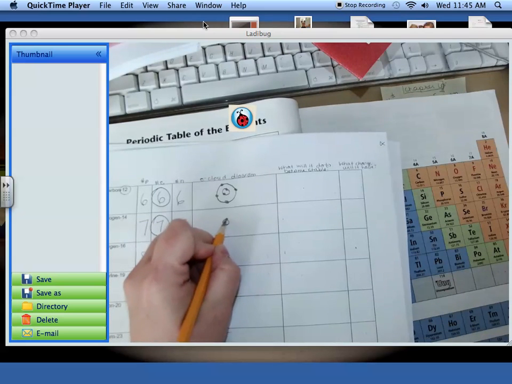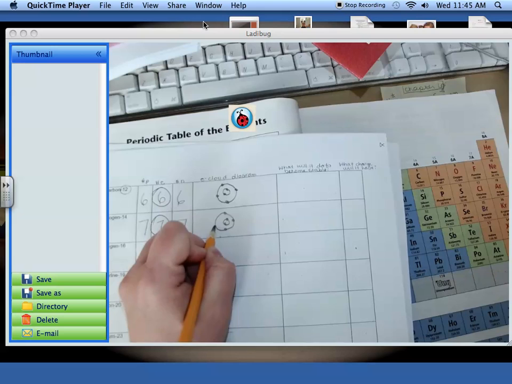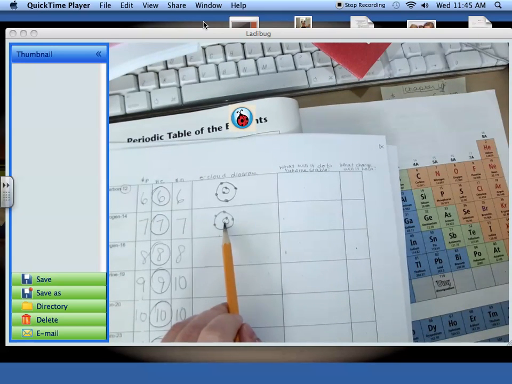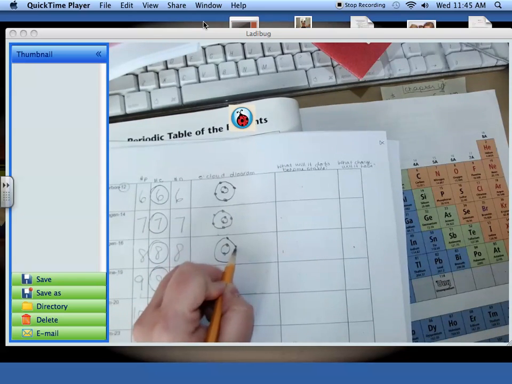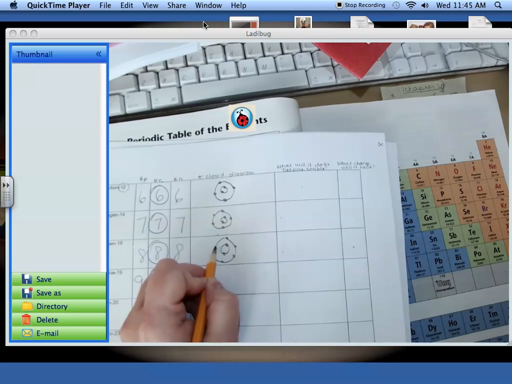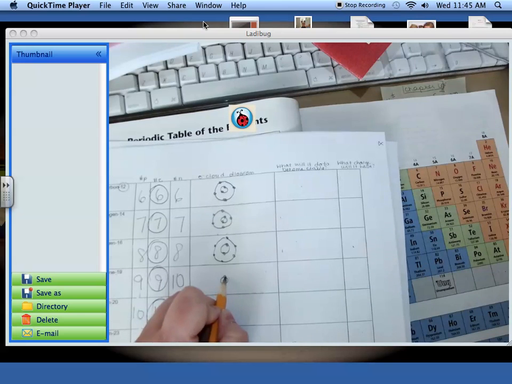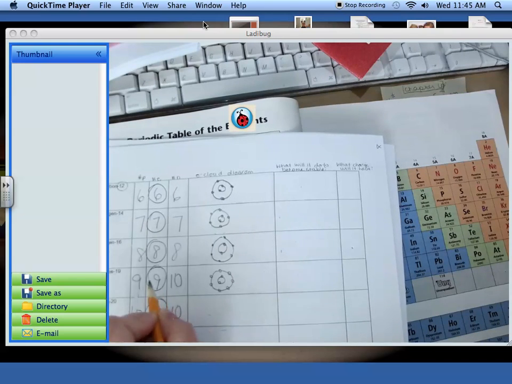Nitrogen, 2 in the first, 5 in the second. That equals 7, right? First energy level's full at 2, so then I got to move to the next one. Oxygen has 2 electrons in the first, 6 in the second. That's 8 total. Fluorine, 2 in the first, 7 in the second, that equals 9.